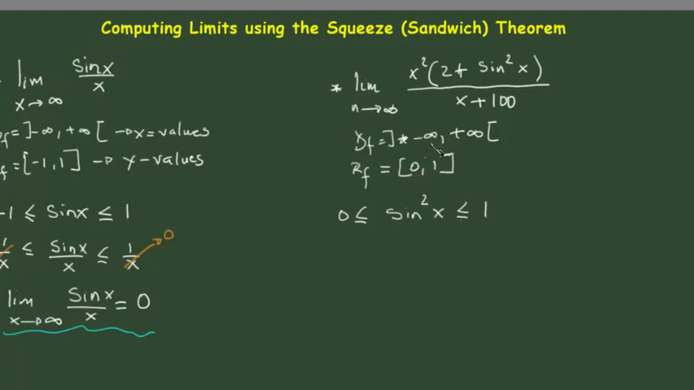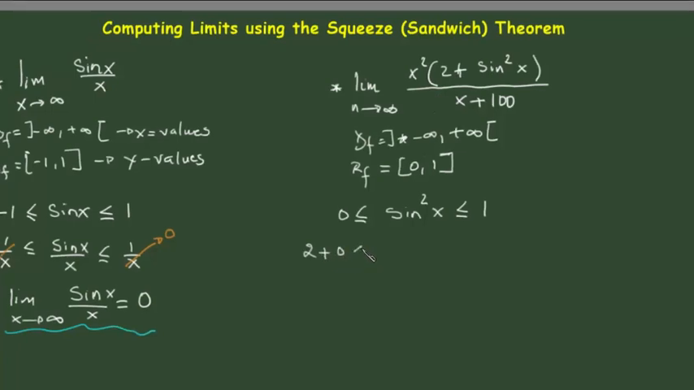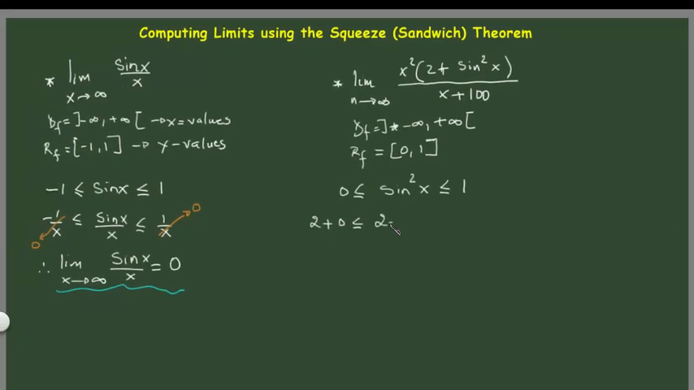So we can say, we will add 2 on it. Then we say 2 plus 0 is less than or equal to 2 plus sine to the power 2 of x, that's less than or equal to 2 plus 1, right? So you can see we have 2 less than or equal to 2 plus sine squared of x less than or equal to 3, right? We still have to multiply by x to the power 2 on it.